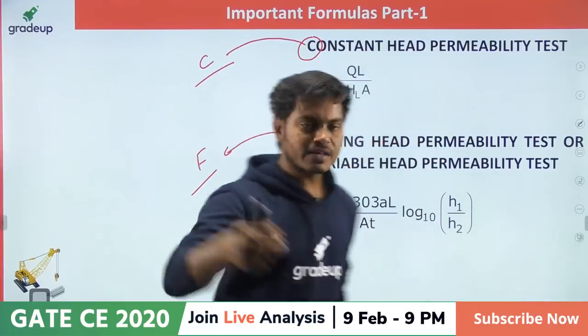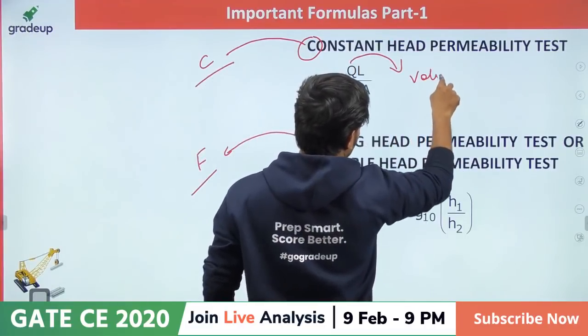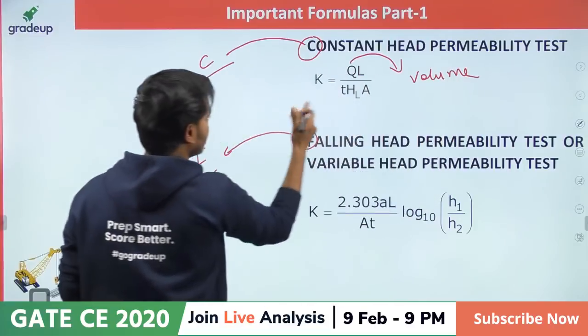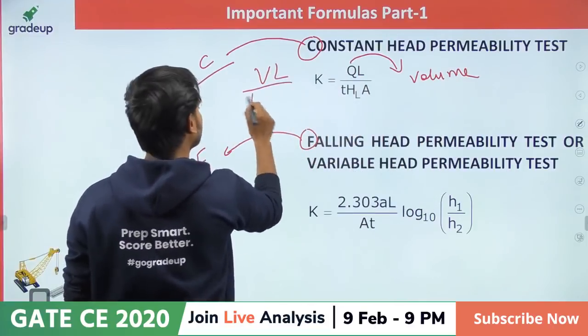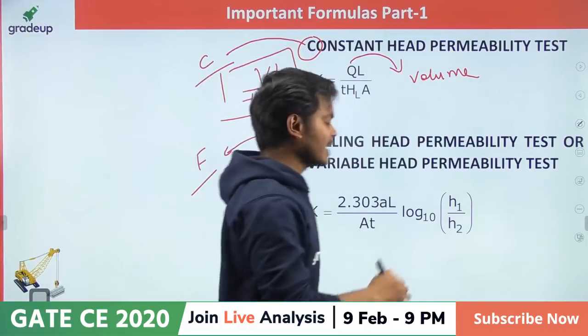बहुत ईजी है ये फॉर्मूला, याद रखना आपको. दिस इज नथिंग बट वॉल्यूम, दिस इज वॉल्यूम. सो हाउ आई यूज टू रिमेंबर इट? VL था, आई यूज टू रिमेंबर VL था. सही है. यू कैन रिमेंबर इट लाइक दिस.